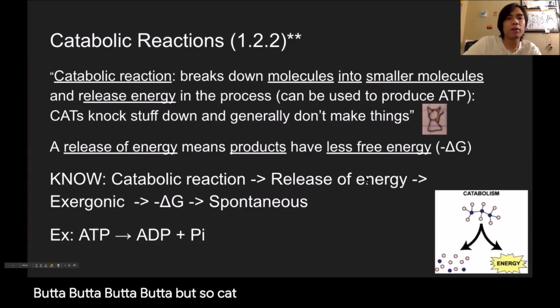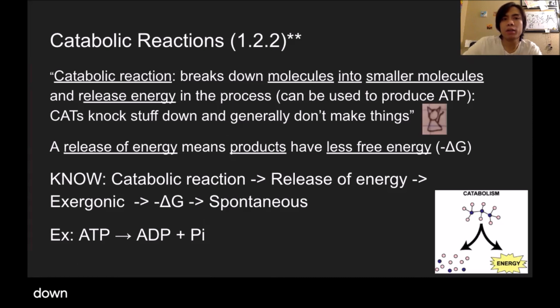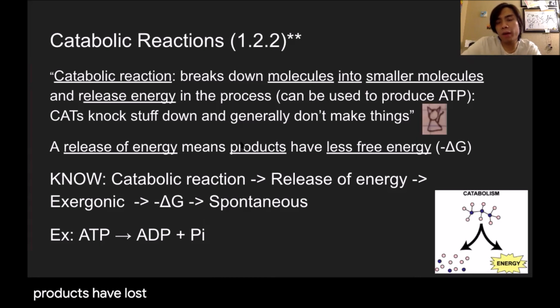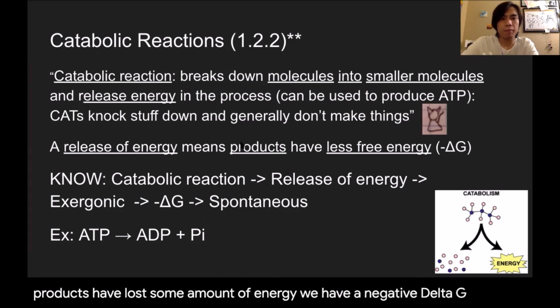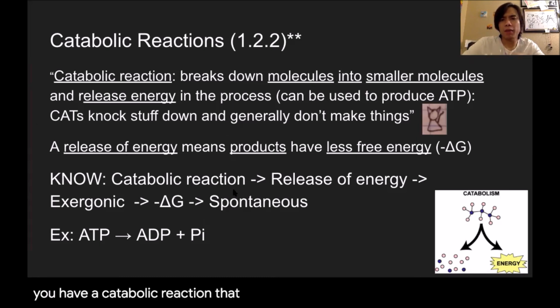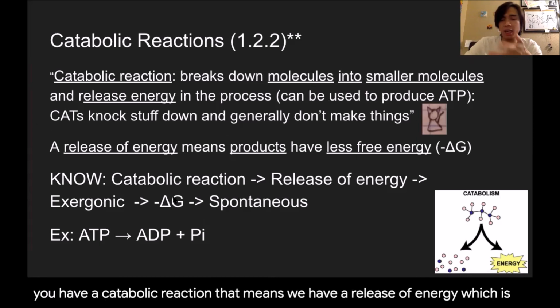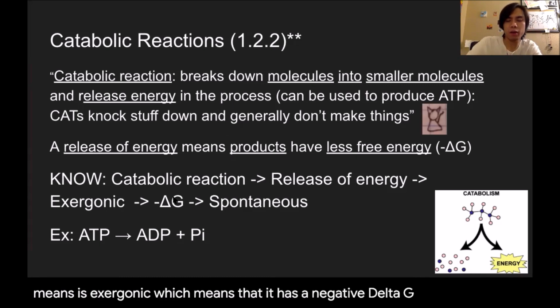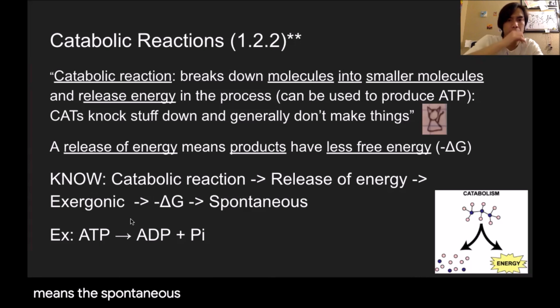So catabolic reactions, which would be breaking down molecules into smaller stuff, release energy. That means that our products have lost some amount of energy. We have a negative delta G value. So we have a catabolic reaction. That means we have a release of energy, which means that it's exergonic, which means that it has a negative delta G value, which means it's spontaneous.